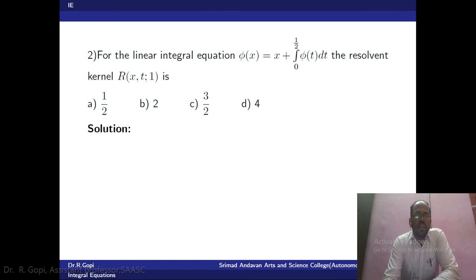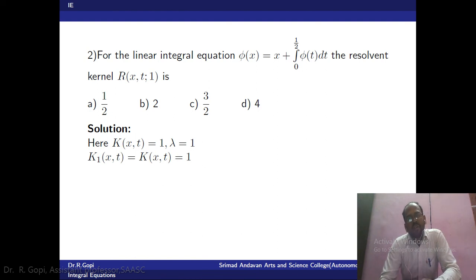So here we have to compare with the integral equation, that is the Fredholm integral equation, because 0 and 1 by 2 are constants. So the given integral equation is a Fredholm integral equation. So f of x equal to x and k of x comma t equal to 1 and also lambda equal to 1. So these are all needed. So k of x comma t equal to 1, lambda equal to 1.